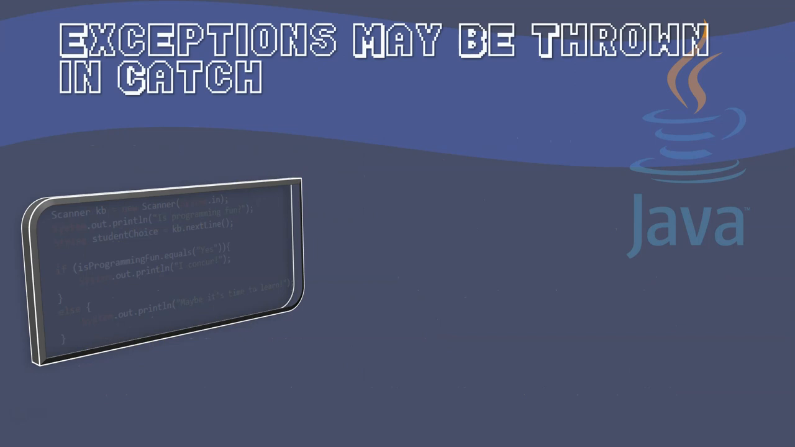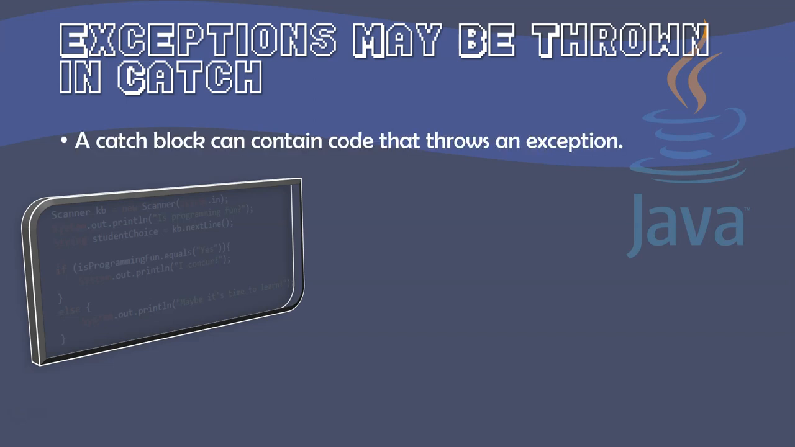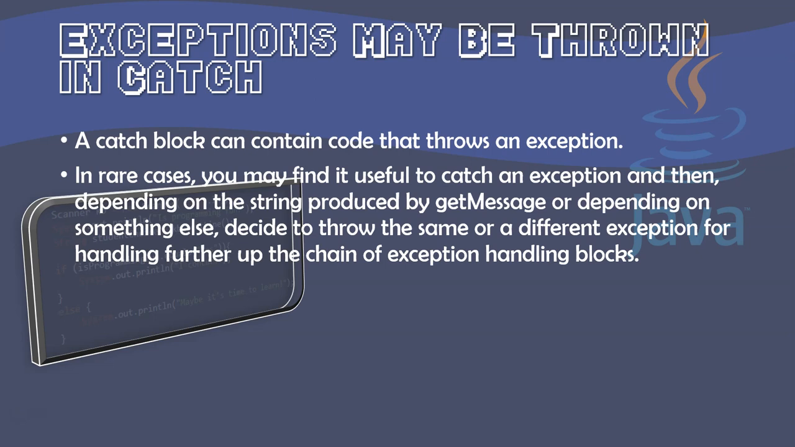And so this is ultimately leading us to the fact that exceptions may be thrown inside of the catch block. A catch block can contain code that throws an exception. It might seem a little counterintuitive, but it can throw an exception in there. In rare cases, you may find it useful to catch an exception, and then depending on the string produced, for example, by getMessage, or depending on some other scenario, you may decide to throw either the same or a different exception for handling things further up the chain of exception blocks.